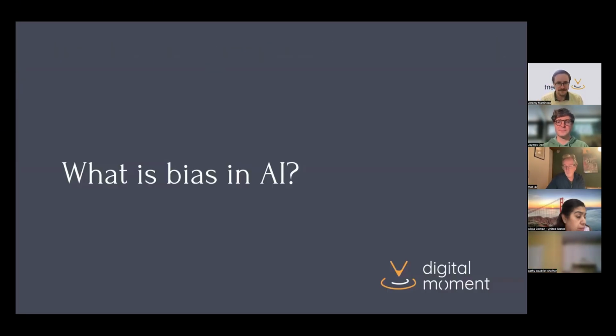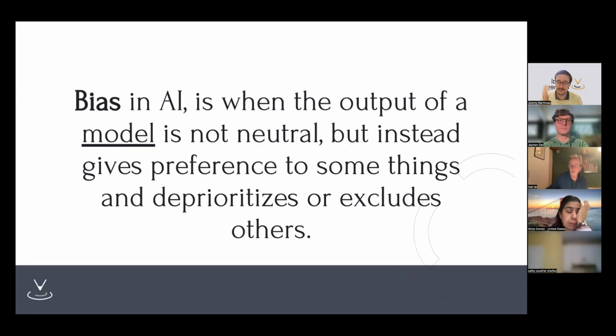So let's continue. Now we have to talk about biases, because I said this is based on a statistical system. So if we humans have our own biases when we're doing statistics, of course AI will not be apart from that. So what is the difference? In AI, the way bias is viewed is that the output of the model is not neutral. I'm sure we can change some of that wording to apply to how a human would do it, but instead it will give preference to some things and deprioritize or exclude others.